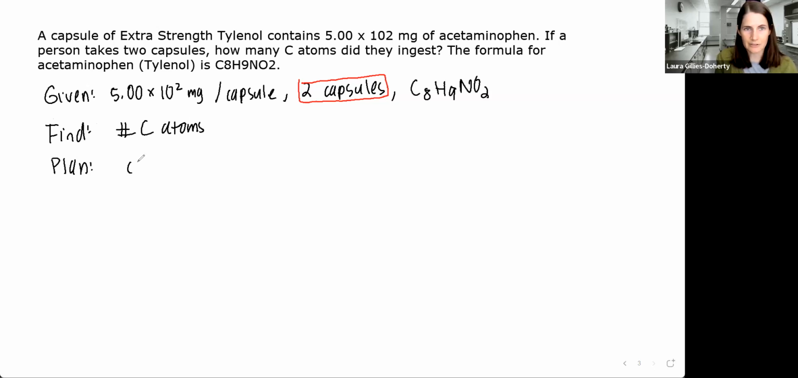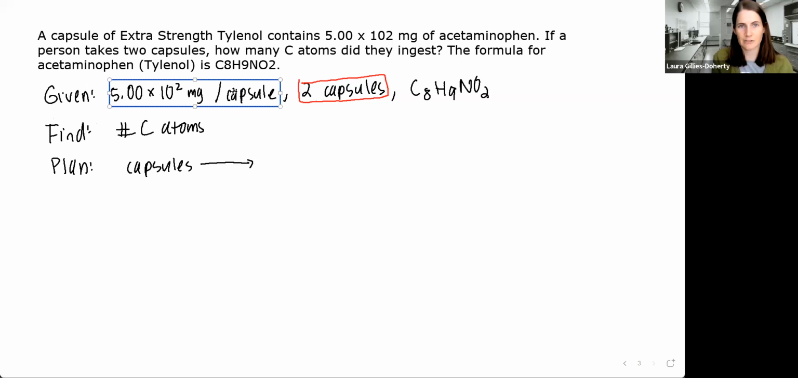We're going to start with capsules. And then we can use this other value we were given, that there's 500 milligrams of acetaminophen per capsule, as a conversion factor. It relates number of capsules to milligrams. And eventually we want to get to grams of acetaminophen so that we can get to moles. And once we're in moles, we can use Avogadro's number to get to number of atoms, and then eventually get to number of carbon atoms.